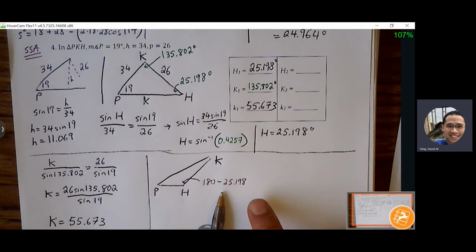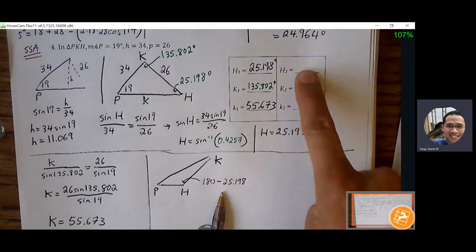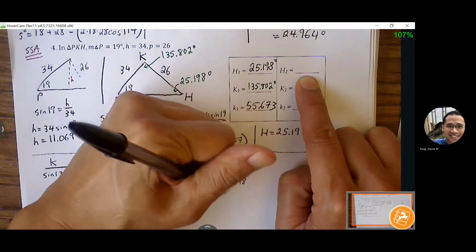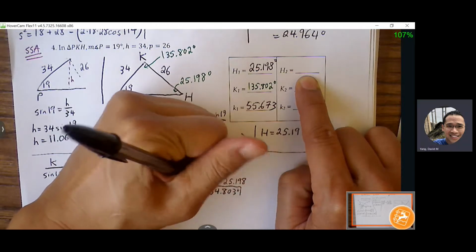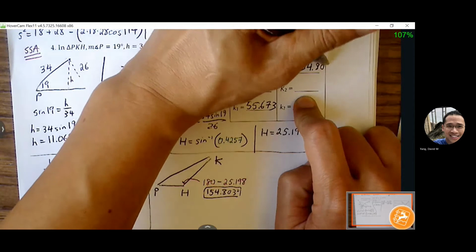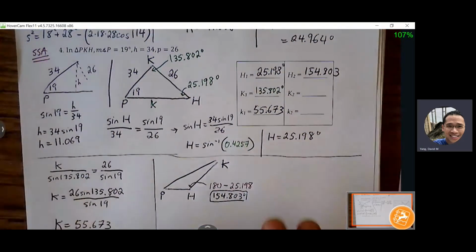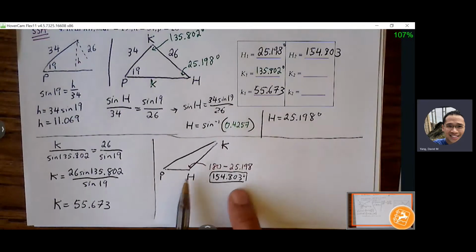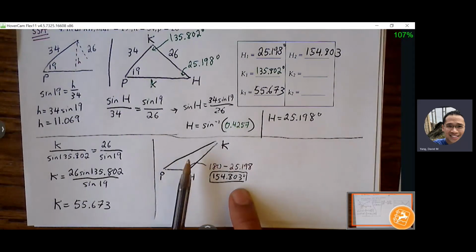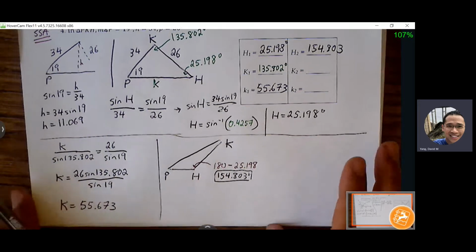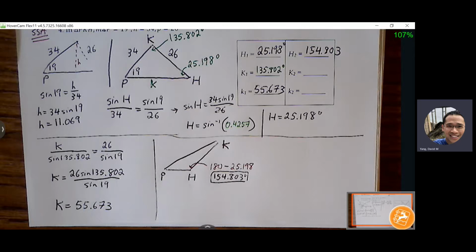So 180 minus 25.198, I get 154.803. And now we can fill in the other sides, and this is going to feel like a pretty easy problem using law of sines. After we get this filled in, it'll be just like solving for one of the problems on your check-in quiz.